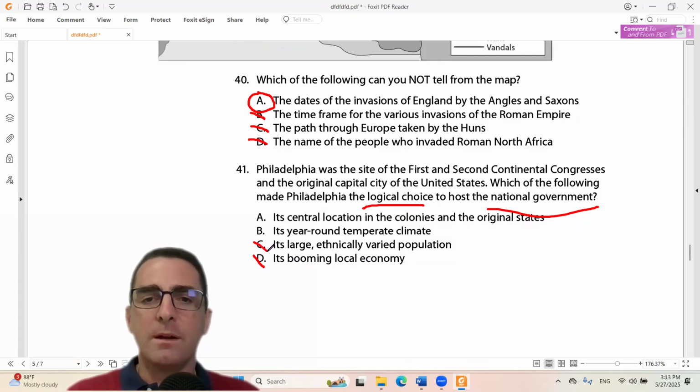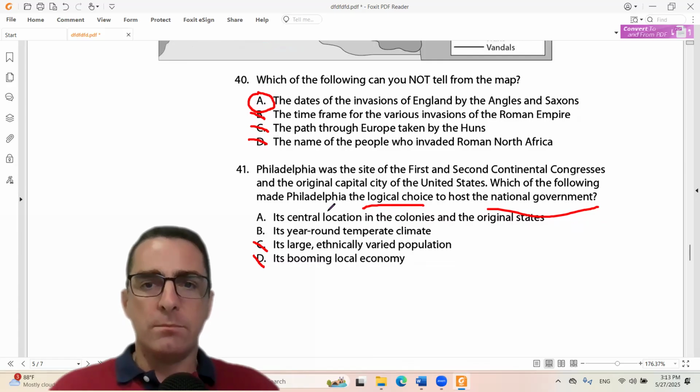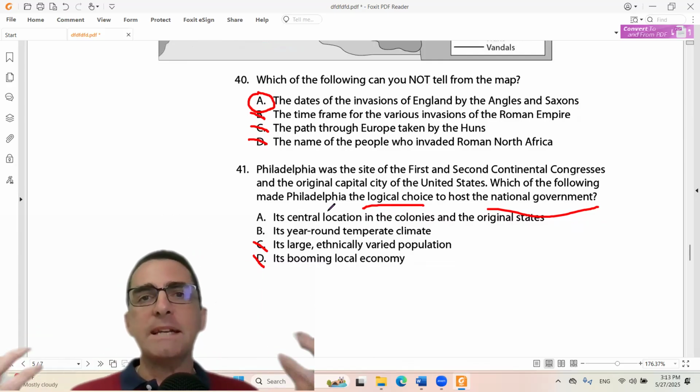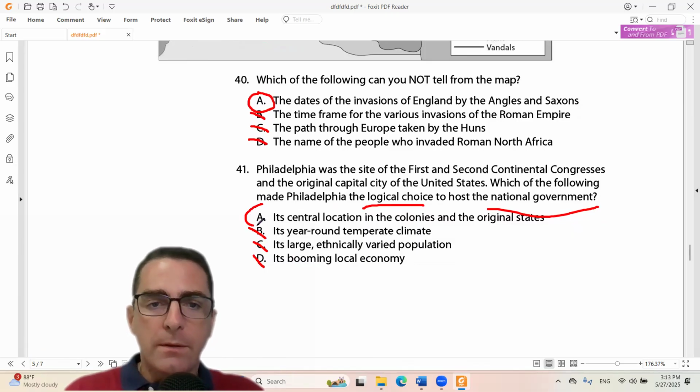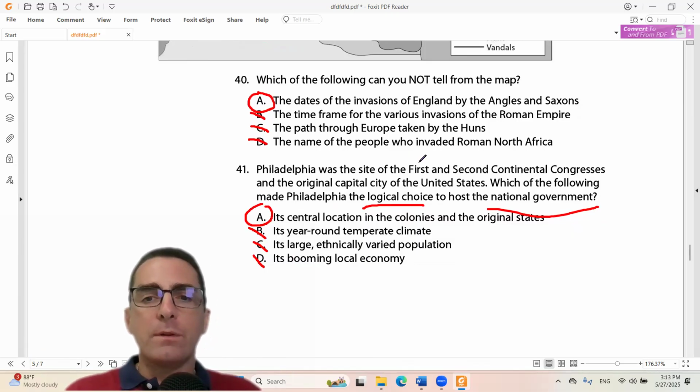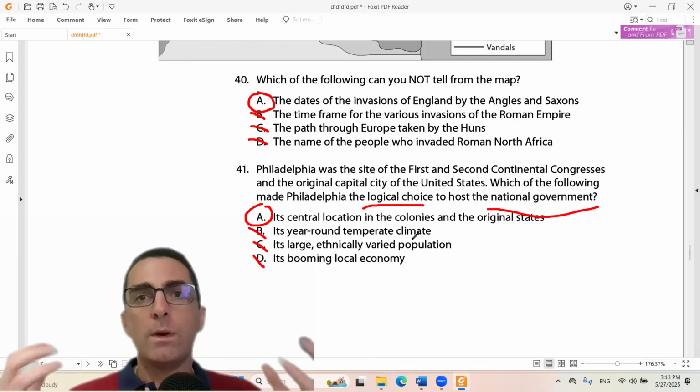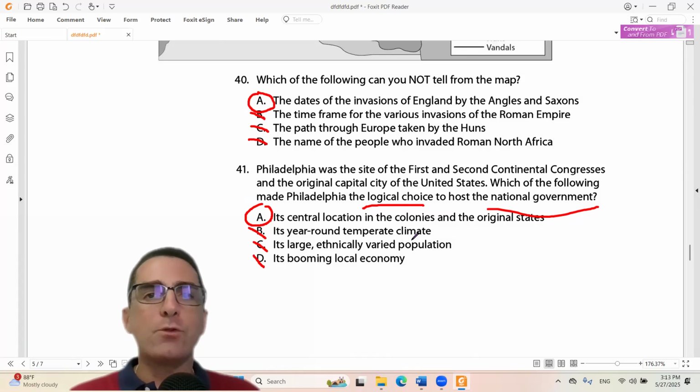Its large ethnically varied population. Probably not. It's not essential to be the seat of national government. Its year-round temperate climate. Definitely not. It must be A. Its central location in the colonies, okay, the 13 colonies, and the original states. Philadelphia had an important geographical location. It was located very centrally, and it was easy then to operate the business of government around that. So it must be A.